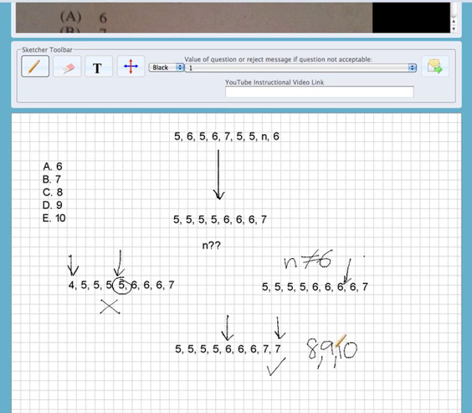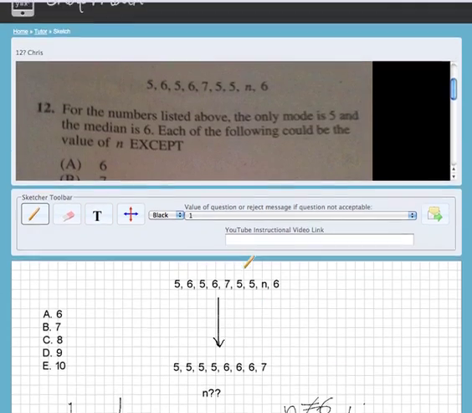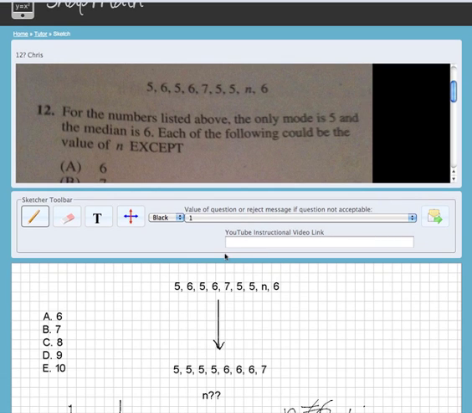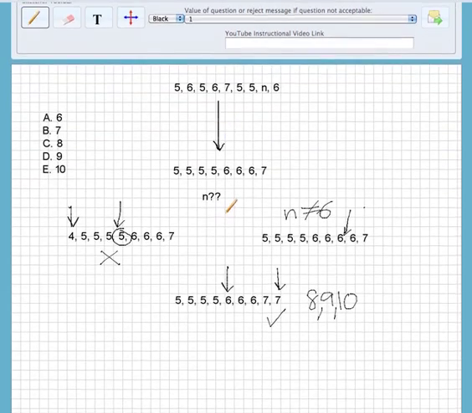And any of those numbers would work in this data set and then give us the mode is still 5 and the median would still be 6. So here the mode is, since there's 4 5s, the mode is 5 and the median is 6, satisfying the conditions above. So thus the only number that n cannot be is 6. So that gives us A is our answer.